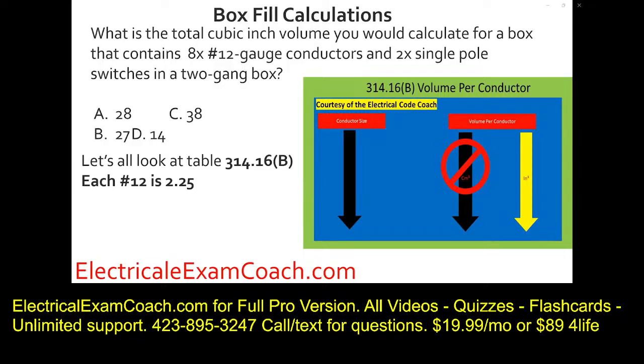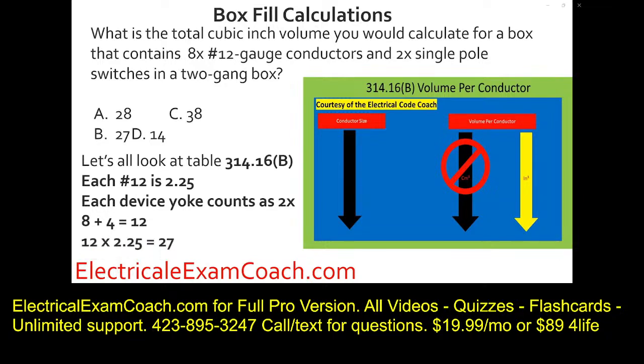Let's go ahead and count our conductors. Each device yoke counts as 2 based off of whatever wire is terminating to the device. We know we have 8 original conductors, and we only have 1 size wire, so we know it's going to get grouped with the 12s. And each one of those devices counts as 2, so we end up with 4 more number 12s, which gives us 12 12-gauge conductors. Now we do our math, we end up with 27 cubic inches, and we select B.